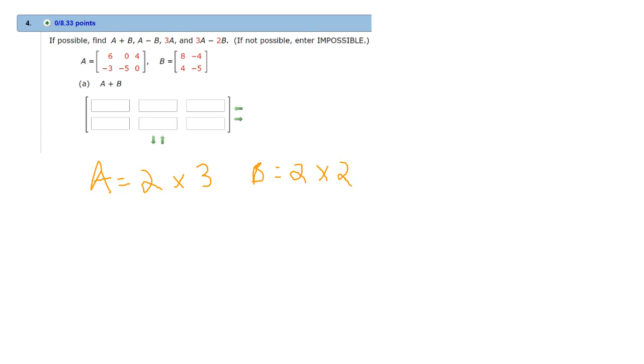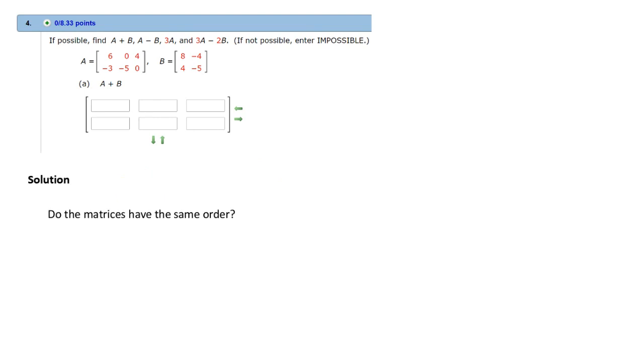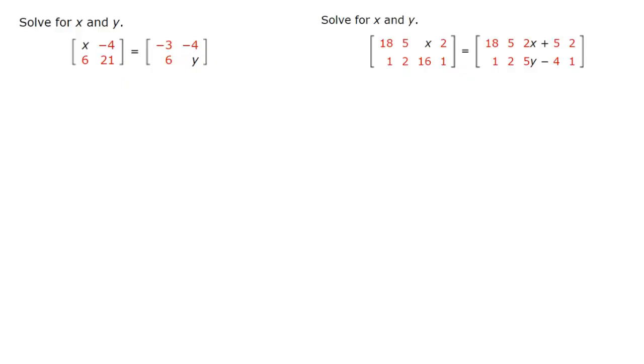So again, for us to be able to add matrices together, they have to have the same dimensions. And clearly, these do not have the same dimensions. So the answer for this would be impossible. Okay, these matrices do not have the same order. So what you would put on your computer is impossible. Okay. All right. How about this one?